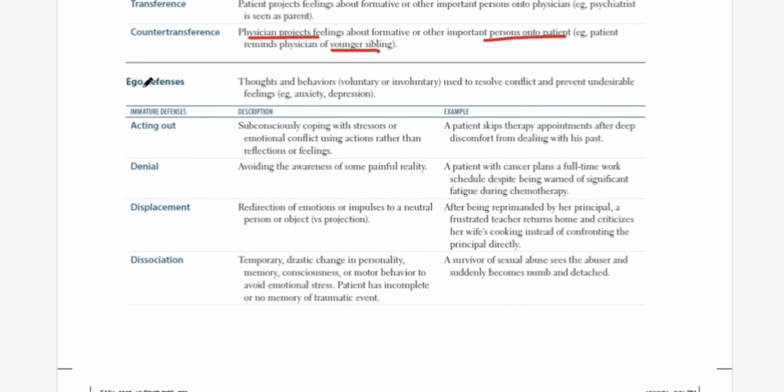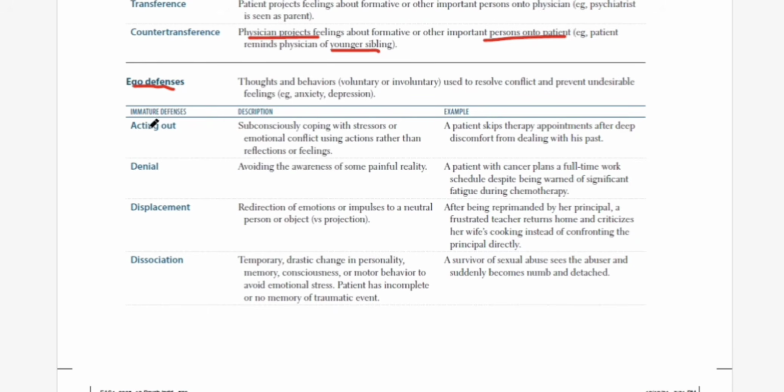Now we have the next topic, ego defenses. Ego defenses are high yield. They are usually tested in the USMLE exams, especially USMLE Step 1, and sometimes they come in Step 2 also. They don't ask you the exact definitions. They will give you scenarios, like the examples I will tell you, and they will ask you what type of defense it is. So you have to understand them clearly.